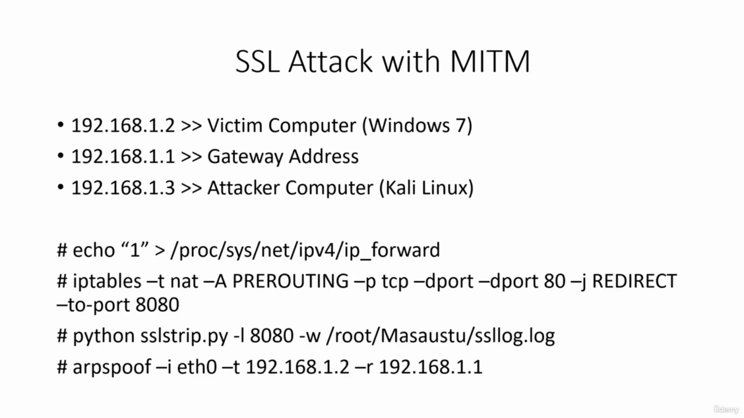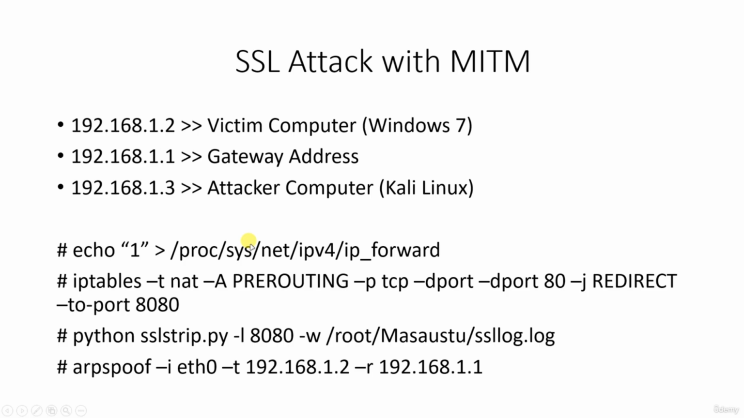So let's switch to our demonstration. We are going to select this IP for the victim computer, which is Windows 7, and use this IP as our gateway address, and we are going to use this 1.3 IP for the attacker computer, which is running Kali Linux. The first step is that the attacker should enable IP forwarding on the computer. Make sure you use this code in the terminal, which will enable IP forwarding.